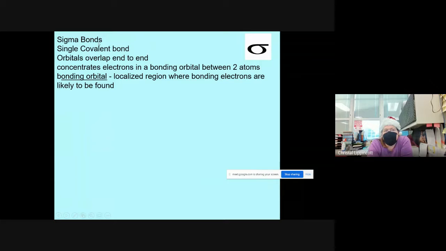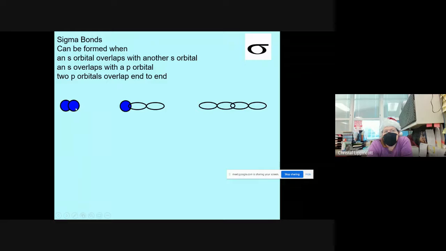All right, we have sigma bonds done. Sigma bonds are single covalent bonds. Our orbitals are going to overlap end to end, and it's going to concentrate these electrons in a bonding orbital between 2 atoms. So sigma bonds are end to end. They can form in a couple of different ways. We can have the s orbitals overlapping, we could have an s and a p overlap, or we could have 2 p orbitals overlap. These are called sigma bonds, and these are always your single bonds.